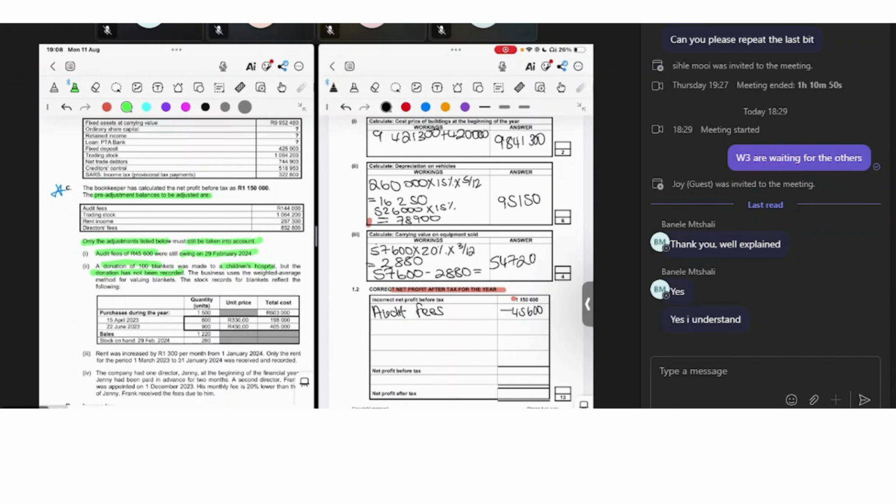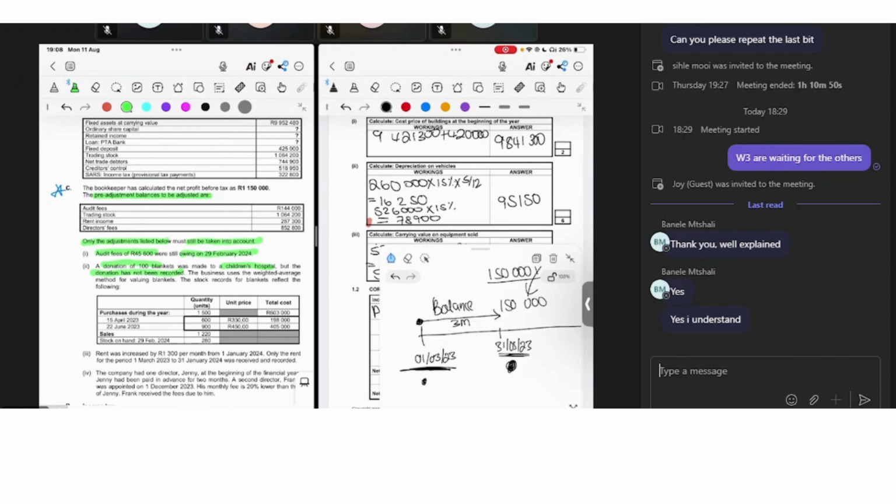Okay, so I'll continue. The next part, the donation. So we're using the weighted average. We are looking for the donation of 100 blankets. So we need to calculate what the weighted average cost is.